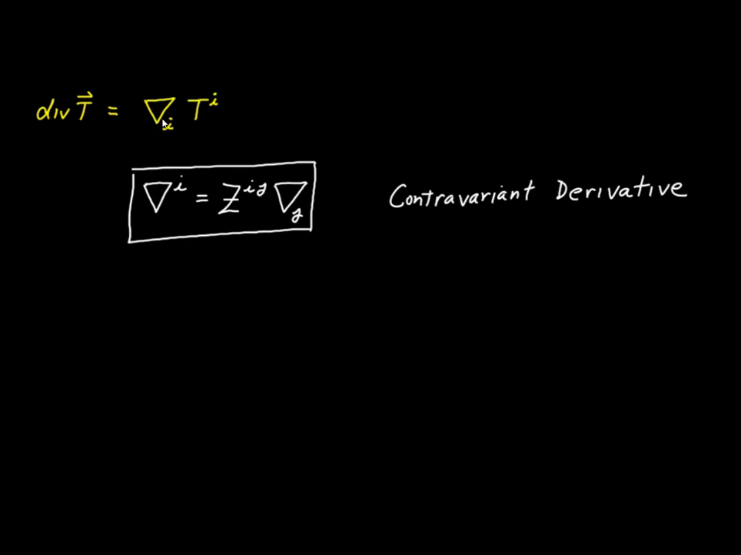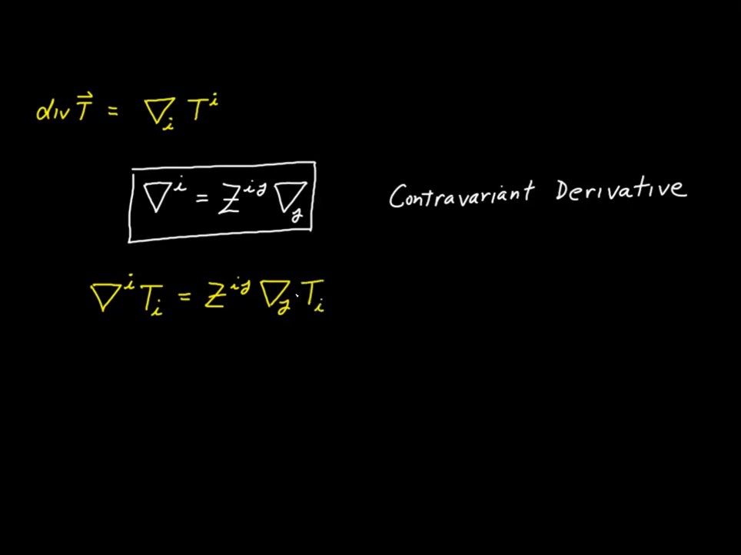Now what the contravariant derivative does is it allows us to form similar contractions like this, only using covariant vector components. So watch how it works. You start with the contravariant derivative and contract that with a covariant vector component like this. Well, using our definition, that means that we're talking about Z^ij times the covariant derivative with respect to j of T_i.